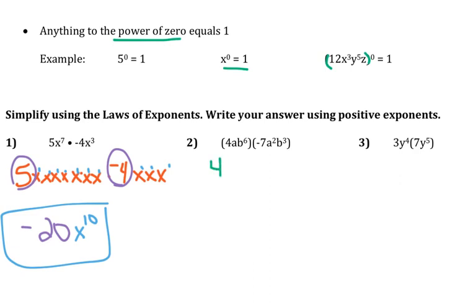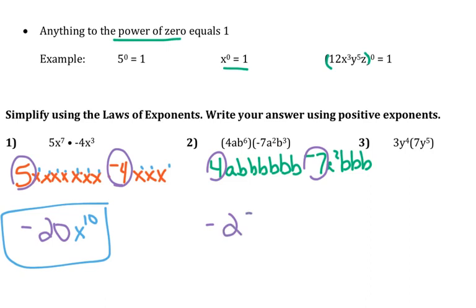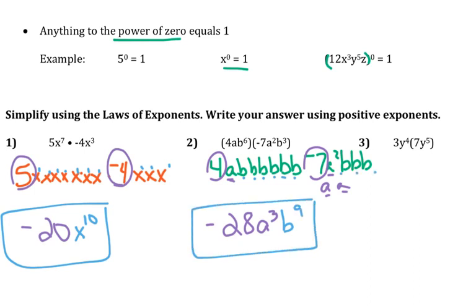Okay, number 2, 4a b to the 6th times negative 7 a to the 2nd b to the 3rd. So I'm going to take my 4 times my negative 7. I'm going to take a, and so a to the 2nd, I actually should have written that as a times a. So I'm going to have a times a times a, so I'm going to have a to the 3rd. And then for my b's, I'm going to have b to the 1, 2, 3, 4, 5, 6, 7, 8, 9. And that's how you simplify an expression using your rules of exponents.